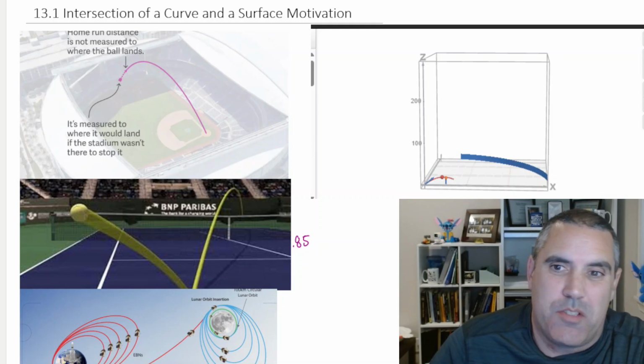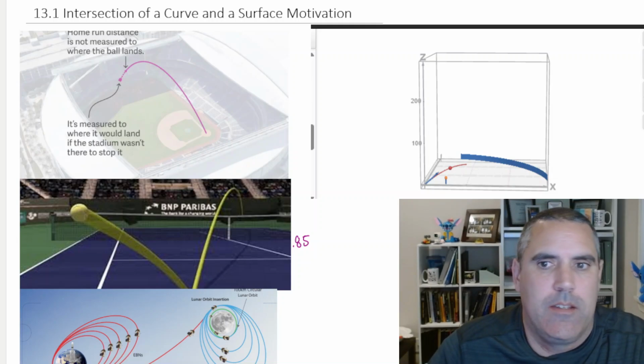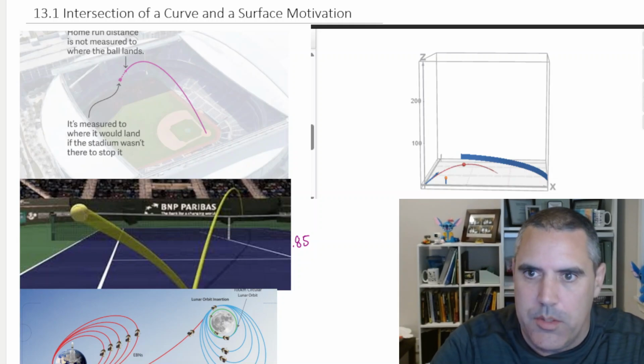The moment you start to ask about intersections, it's a curve intersecting in 3D with some surface. We're going to tweak the initial velocity. We're going to send the thing going. Let me add a little bit to this.